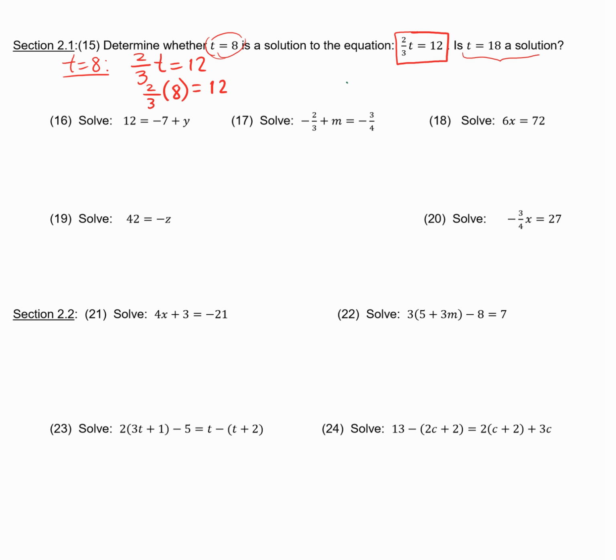So if I try to simplify the left side, I'm going to need to put the 8 over 1. And if I multiply 2/3 times 8 over 1, nothing reduces. All I have to do is multiply across there. 2 times 8 is 16 over 3 times 1 is 3. And 16 over 3 does not reduce. And 16 over 3 is not equal to 12. So the answer is no. t equals 8 is not a solution to this equation.